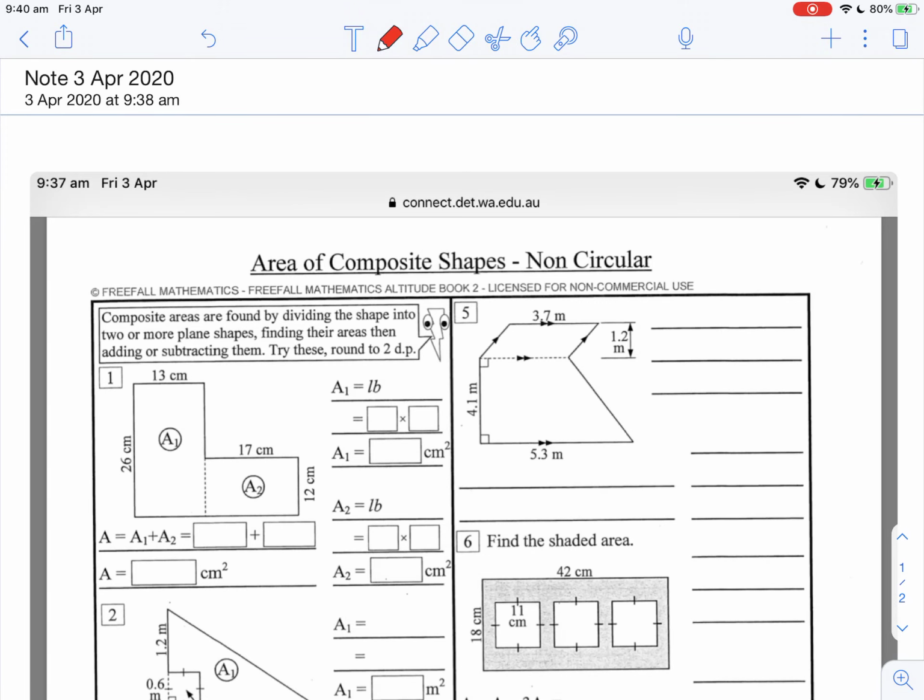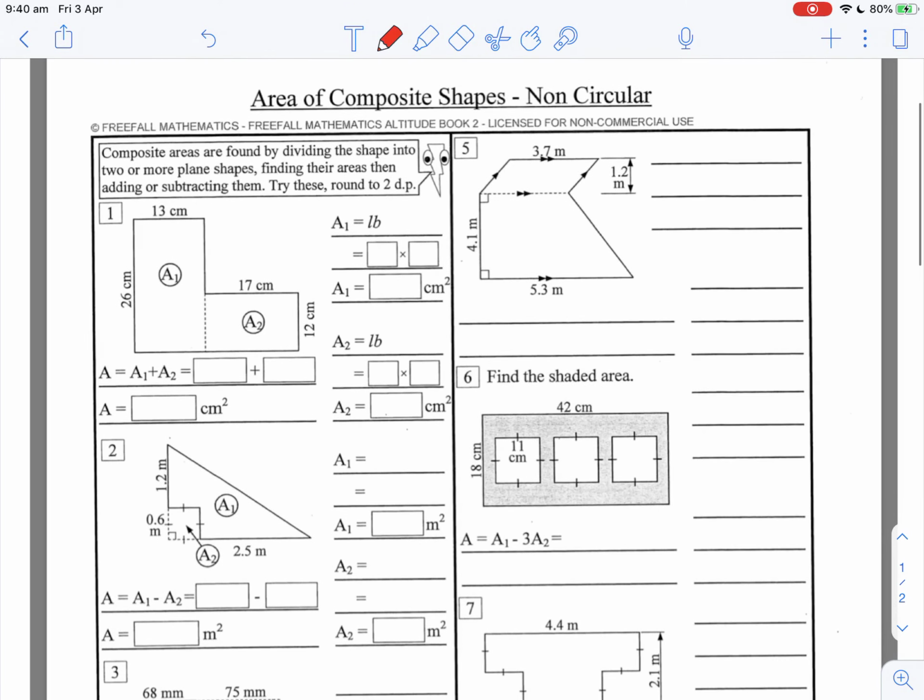Okay, so these are some of the worksheets for our measurement topic, and these are what we call composite shapes, which just means that we're using more than one shape. So we break each shape into its individual parts and then add them together.